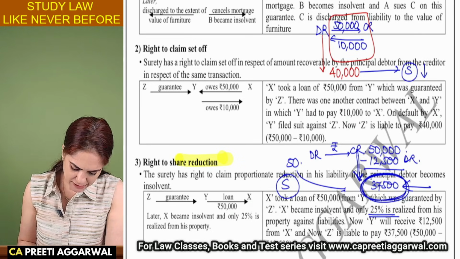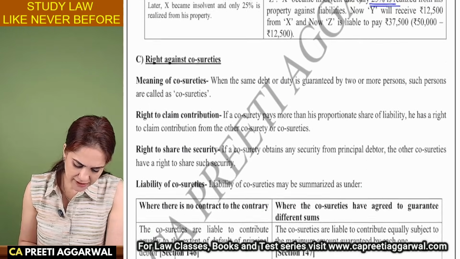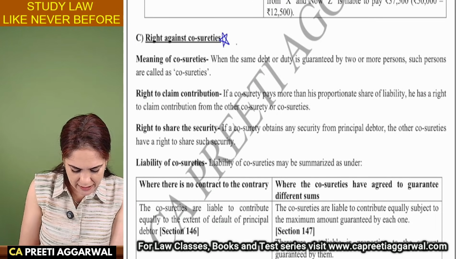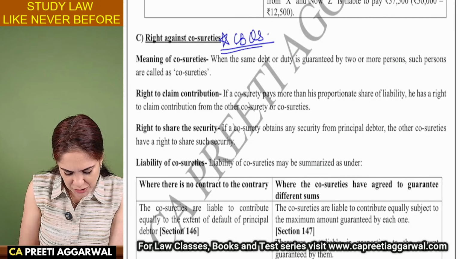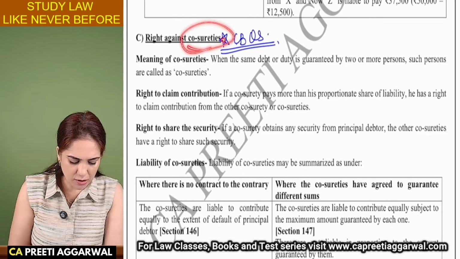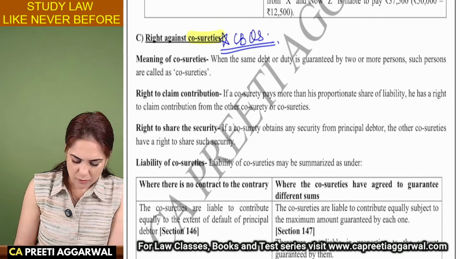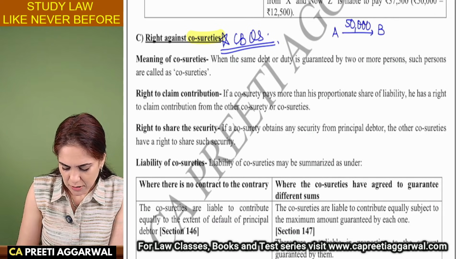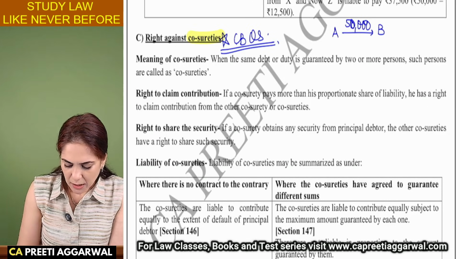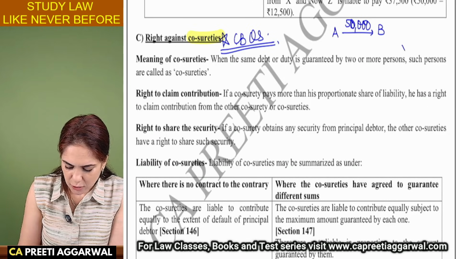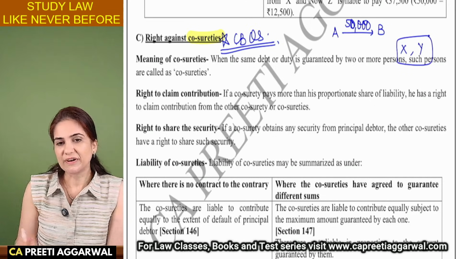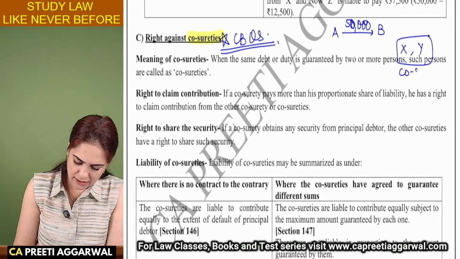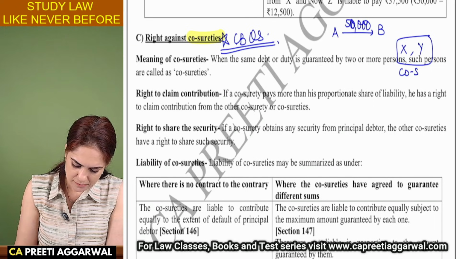Now what is co-surety? Co-surety, this is very important for case-based questions. Nowadays they are asking new case-based questions on co-sureties. Now A has given 50,000 to B. B provides a guarantee of X and Y. Now, when there are two or more than two sureties, then they are known as co-sureties.